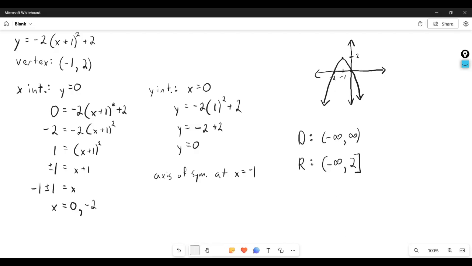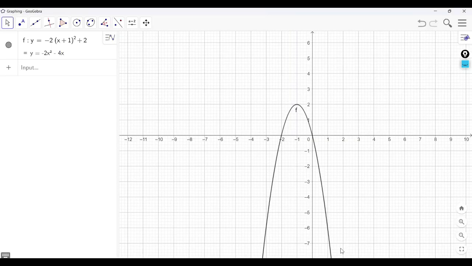We can check this in GeoGebra. You can see it's doing all the same stuff we just talked about. We've got our vertex at -1 and +2. It goes through the origin. Notice the x-intercept and the y-intercept are the same. It's at the origin, so it crosses both axes. And we also go through the x-axis at -2.